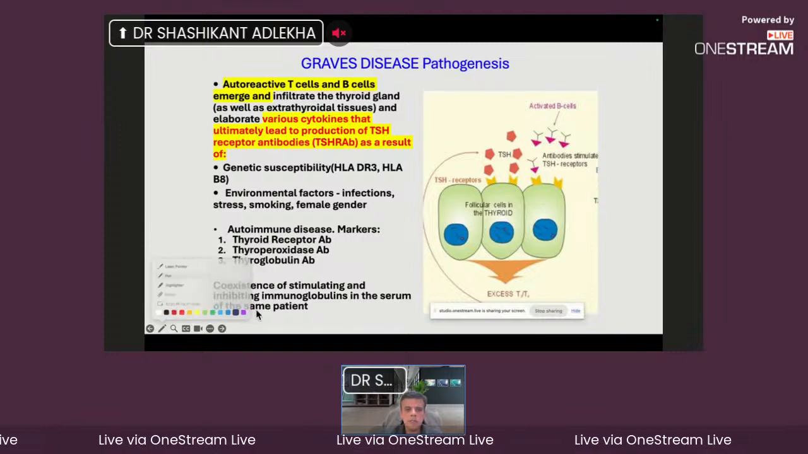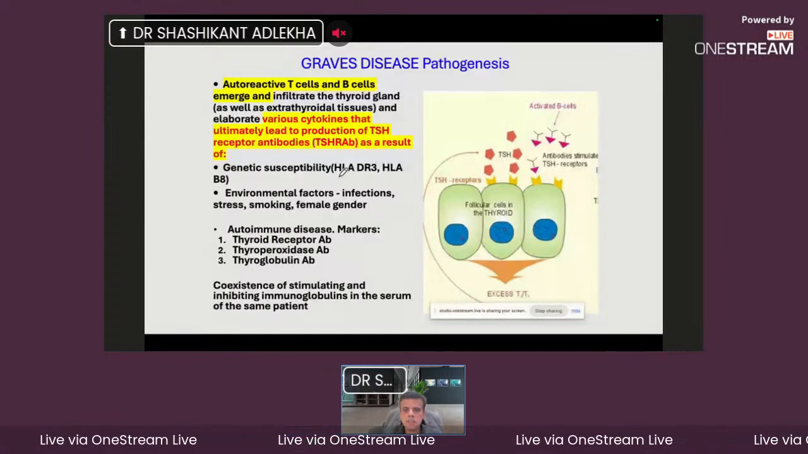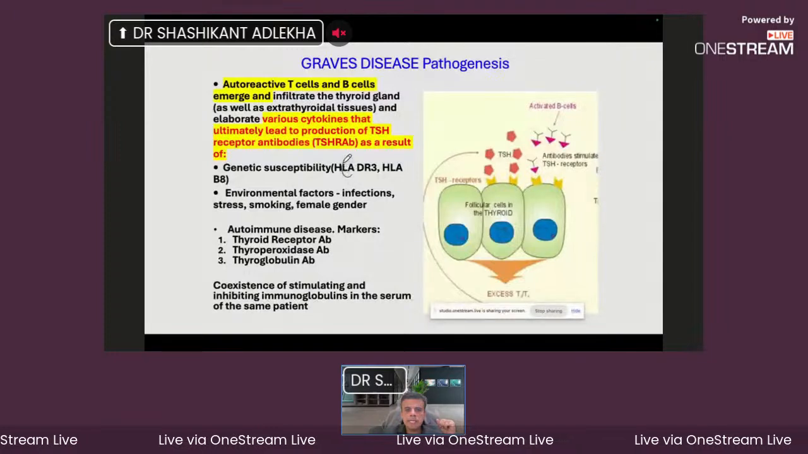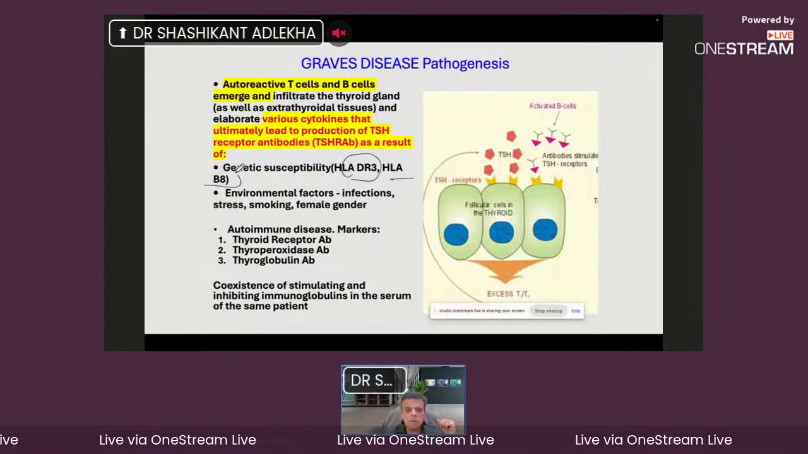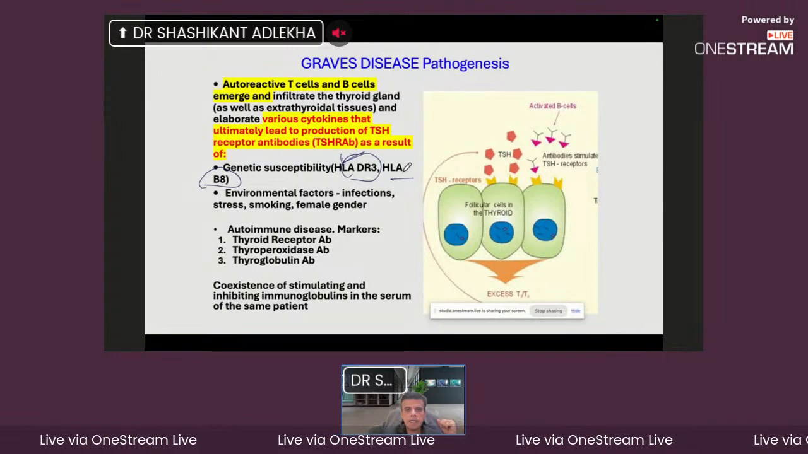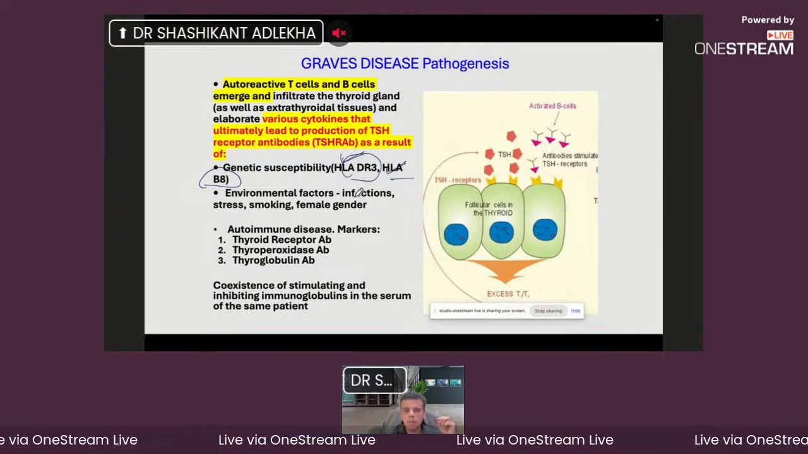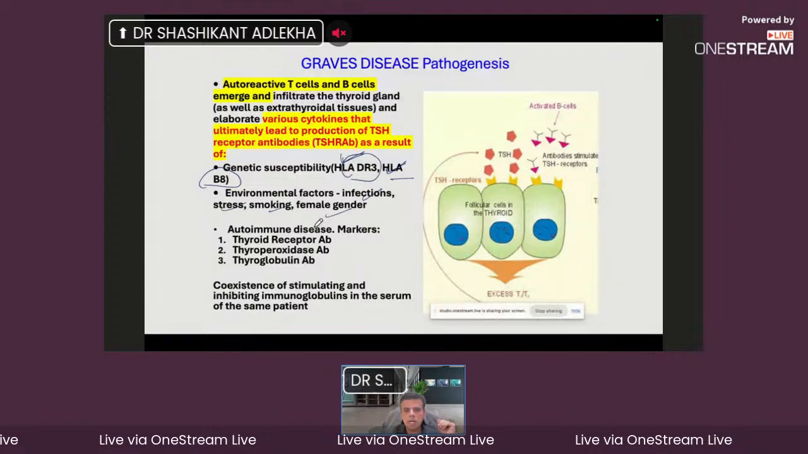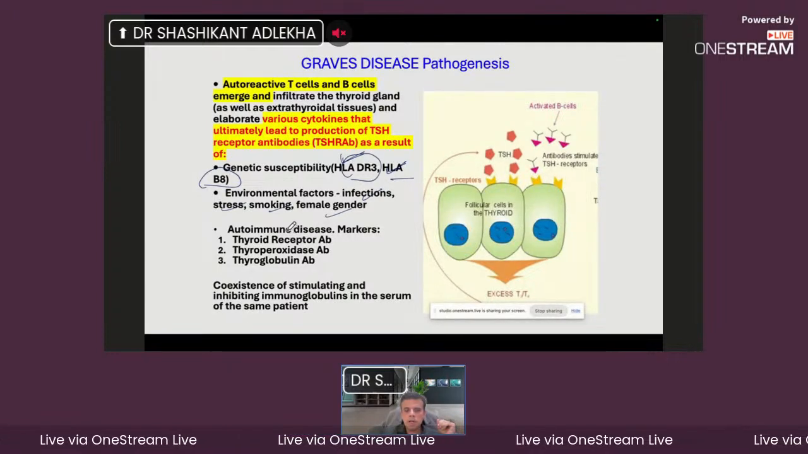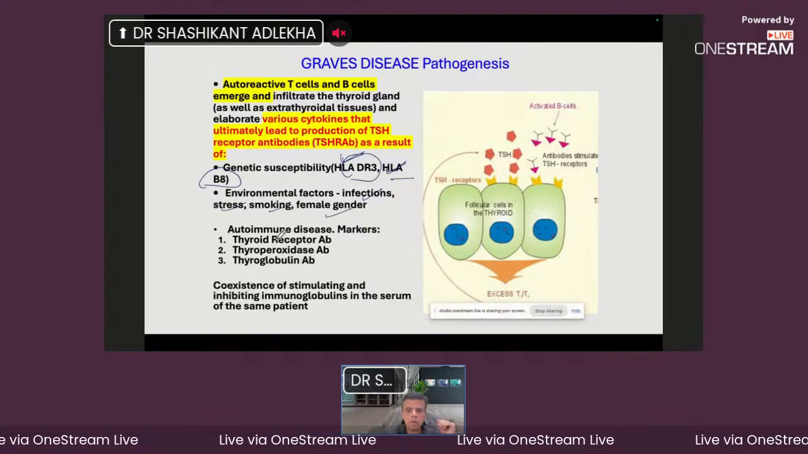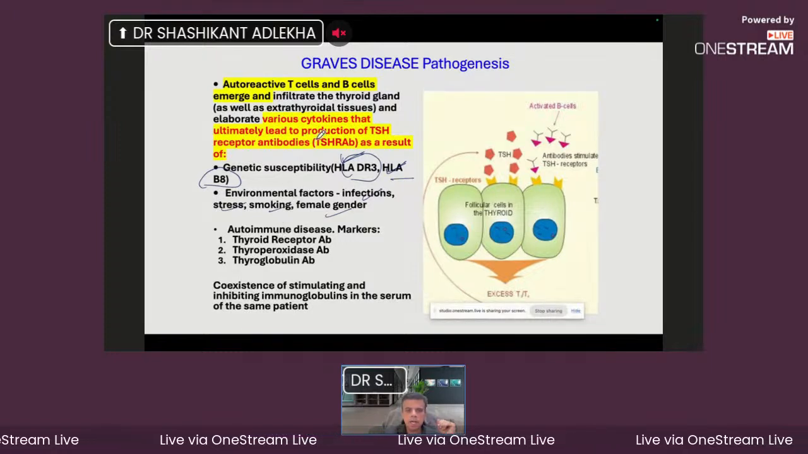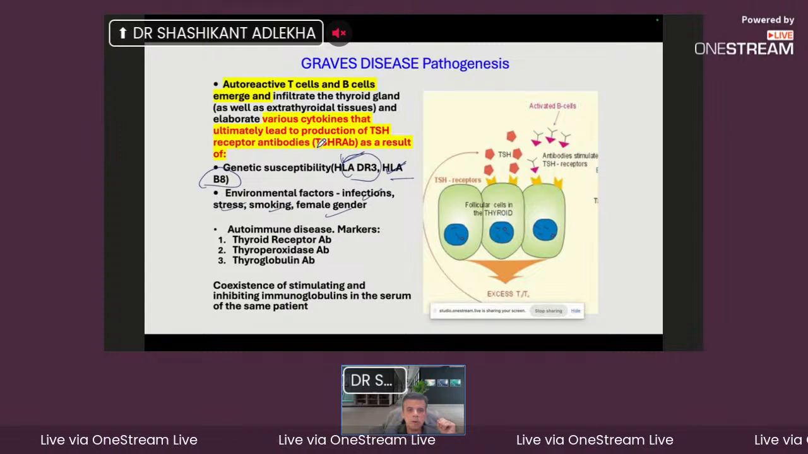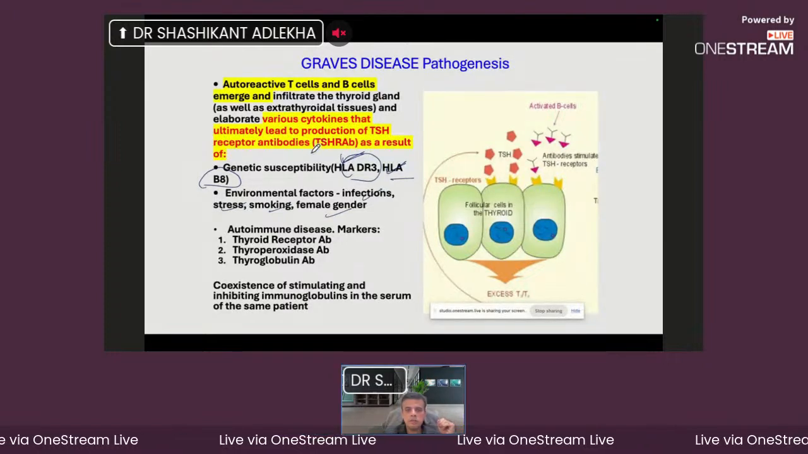So here you will see an autoimmune reaction, and genetic predisposition is there, with individuals with family history and also HLA-DR3, HLA-B8 association being noted. Very commonly asked: HLA-DR3 and HLA-B8 association. Apart from that, various infections, stress, smoking, and female gender are other predisposing factors. There are various autoantibodies found here, and various cytokines are elaborated because of this autoantibody formation, which leads to severe inflammation.